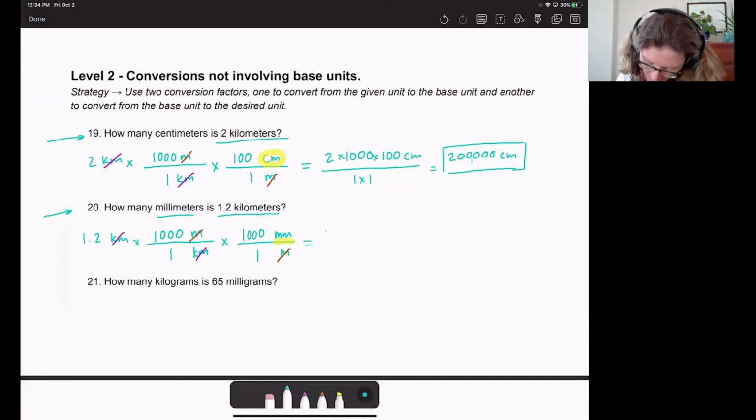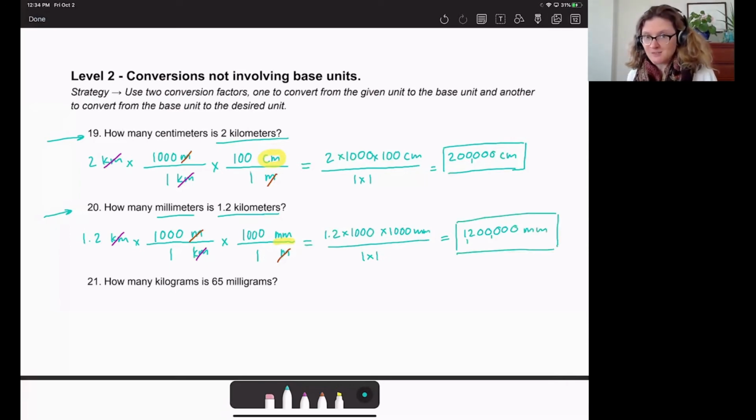All right, do the math. 1.2 times 1,000 times 1,000 millimeters divided by 1 times 1 equals... All right, I got 1,200,000 millimeters as my final answer here.